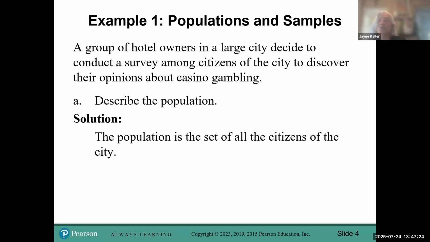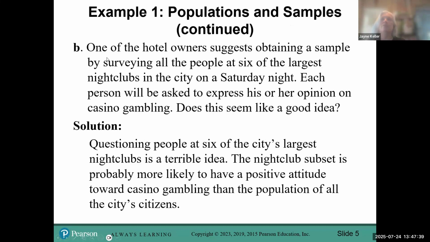Now, again, would they be able to reach all of them and ask them how they feel about casino gambling? Probably not. So what we normally do is we somehow collect a sample. And the sample would be whatever people I am able to approach and ask. So that would be the sample. Then we have another question. One of the hotel owners says, I know, for our sample, let's go to the biggest nightclubs in the city on Saturday night, and then we'll ask the people who are at the nightclubs to tell us their opinion.